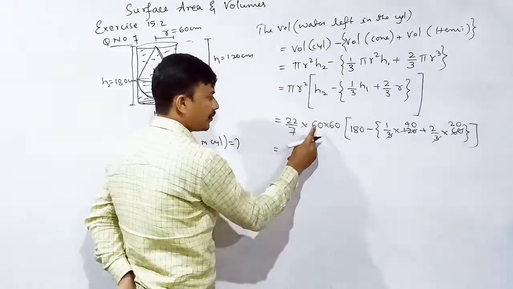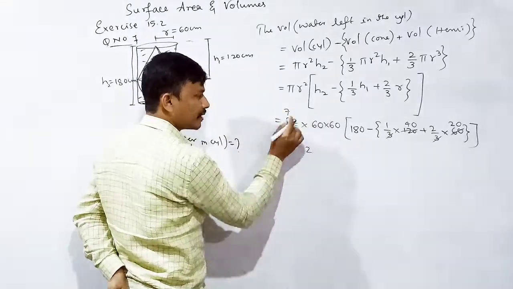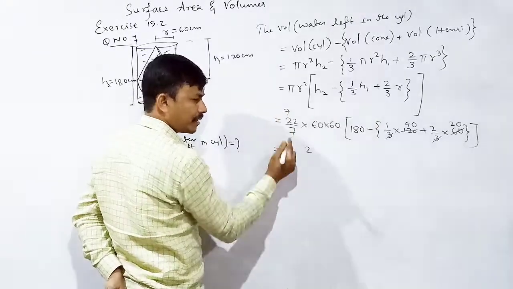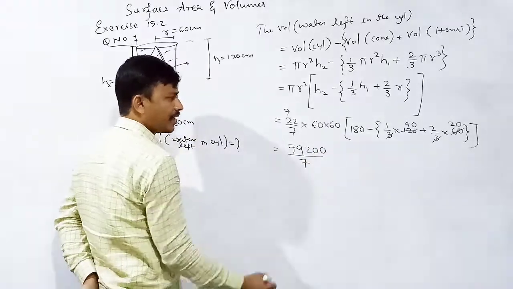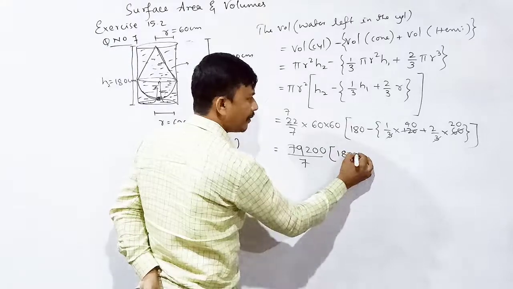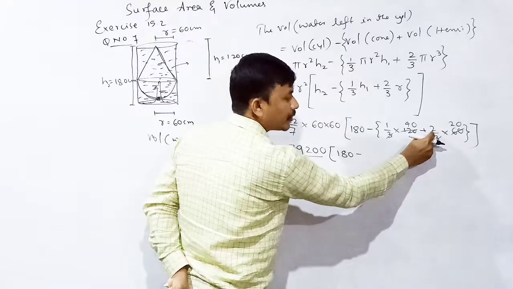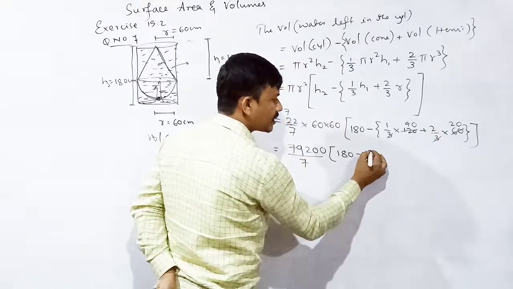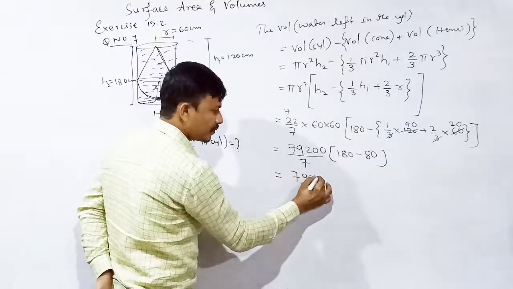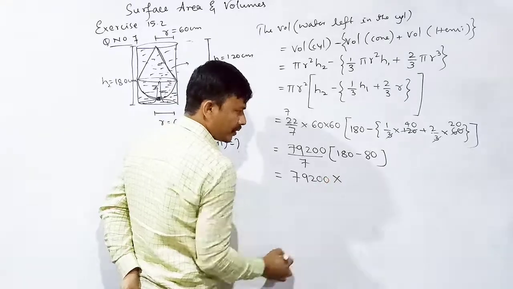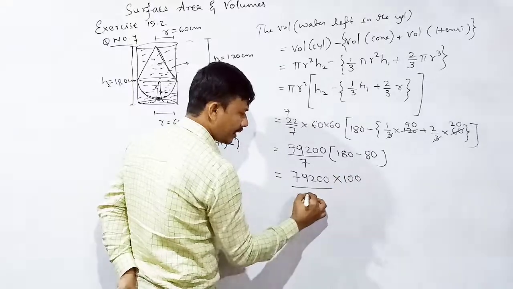This is equal to 6 6s are 36, 2s are 72, carry 7. 36 2s are 72 plus 7, 79, single 0, double 0, divided by 7, in bracket 180 minus 40 plus 2 into 20, 2 into 20 is 40, plus 40 is 80. This is equal to 79200 into 180 minus 80, 100, whole divided by 7.